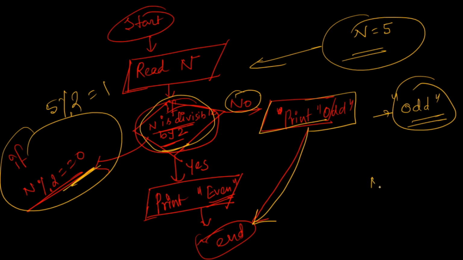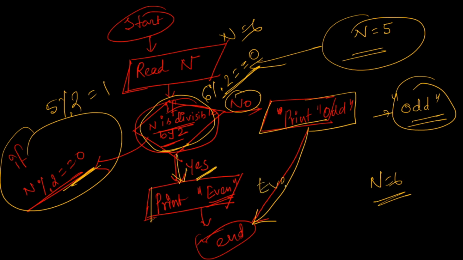If we take an example of, let's say, 6, n is 6. Is n divisible by 2? Yes, 6 is divisible by 2, because 6 modulo 2 leaves a remainder of 0. Because it is divisible by 2, we come to the yes portion and print even. In the case of 6 it is even, and then we end the program.